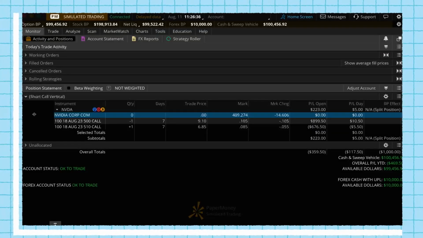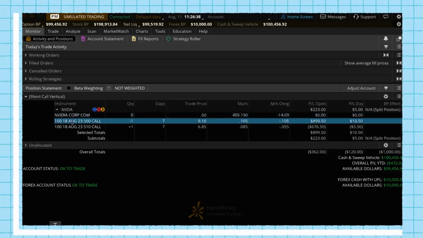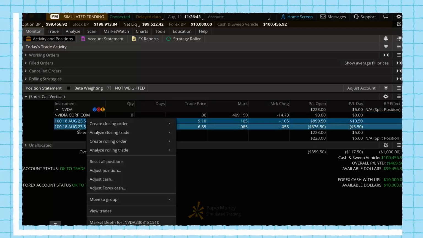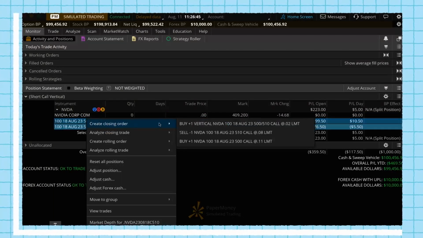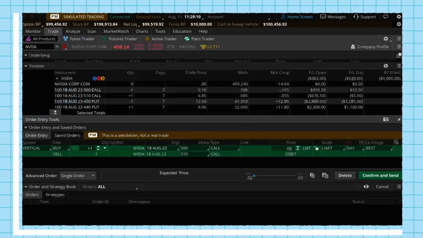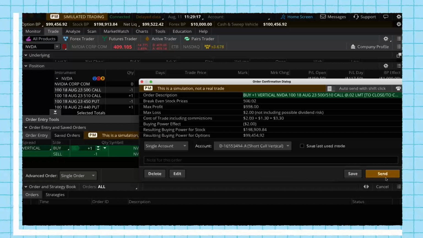On the monitor tab, I could see that the mark price for the short call was 10.5 cents and the long call was 8.5 cents, which meant I could close the trade for 2 cents plus fees. So there was really no reason for me to hang on to this trade any longer. I closed it out to take off the risk and keep that $223. All right, that trade was about as textbook as one could hope because the stock fell and time decay worked for me. Now, let's talk about my second trade on Cisco.